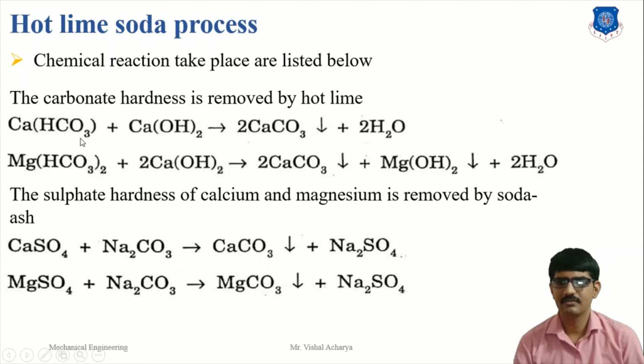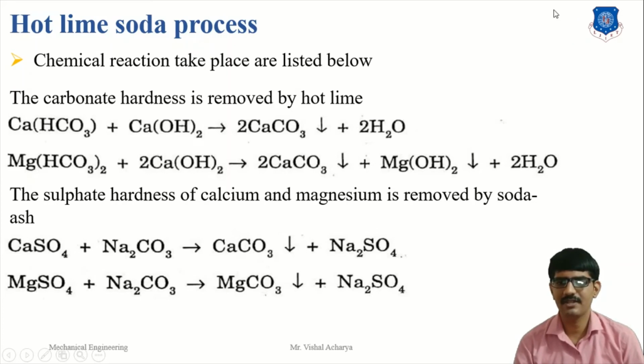First, calcium reacts with the hydroxide to produce calcium carbonate. Similarly, magnesium reacts with calcium hydroxide, and magnesium hydroxide and calcium carbonate are produced. The sulfate hardness of calcium and magnesium is removed by the soda ash. So calcium sulfate and magnesium sulfate are also removed by soda ash, meaning sodium carbonate.